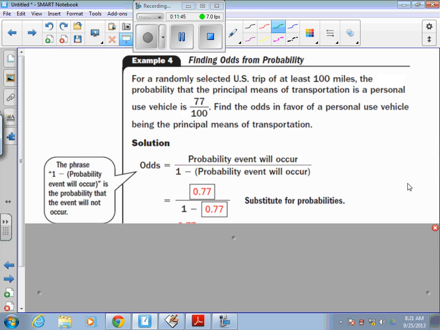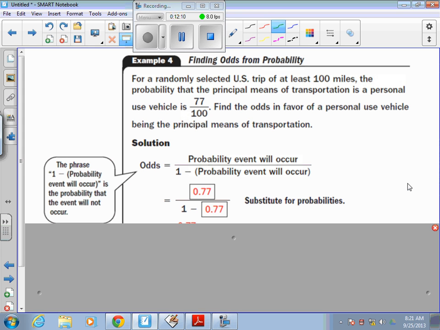And then finding odds from probability, it says for a randomly selected U.S. trip of at least 100 miles, the probability that the principal means of transportation is a personal use vehicle is 77 to 100. It says find the odds in favor of a personal use vehicle being the principal means of transportation. The probability divided by 1 minus the probability.